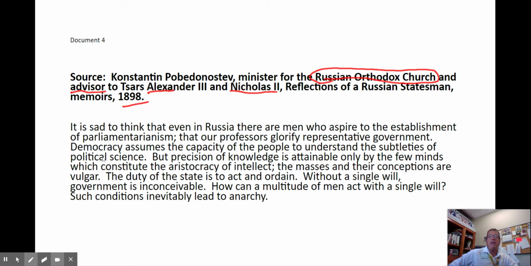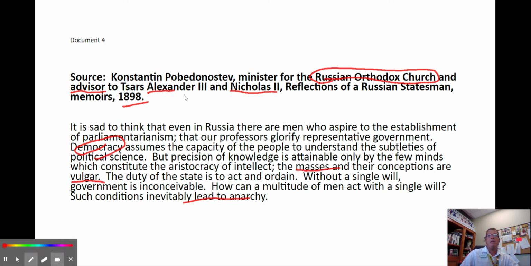So he's basically saying democracy is bad. It leads to anarchy. How can all these people know what's good for them? And how can the masses, they start to act vulgar? Where'd that word vulgar go? "The masses and their conceptions are vulgar." There it is. So again, we can go back and start answering some of these questions as to why he says what he says.